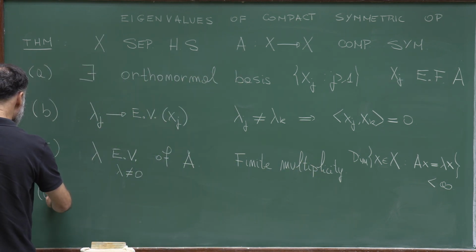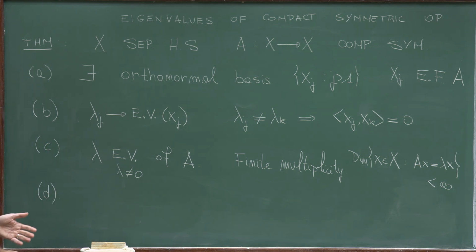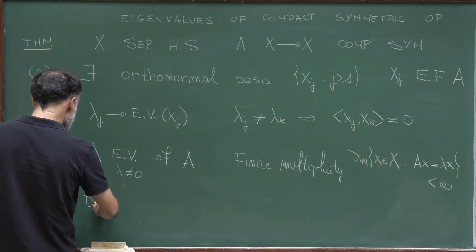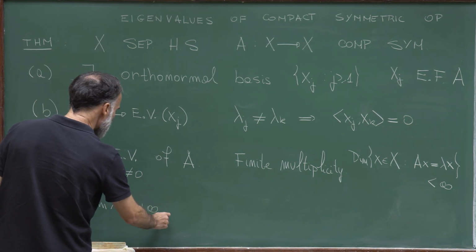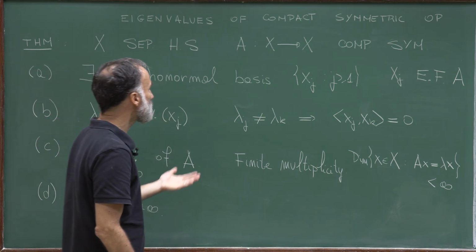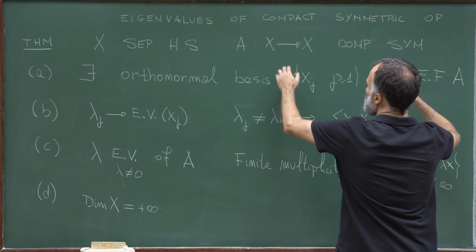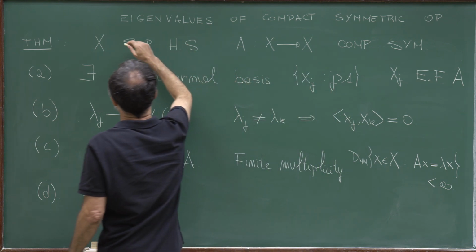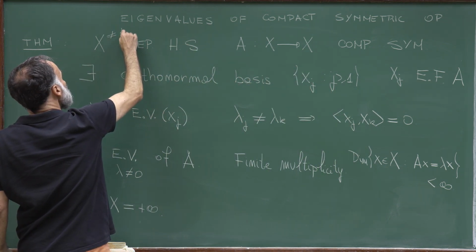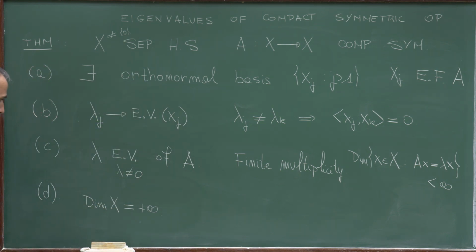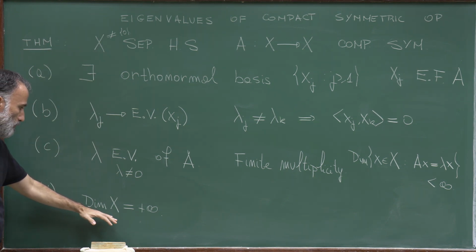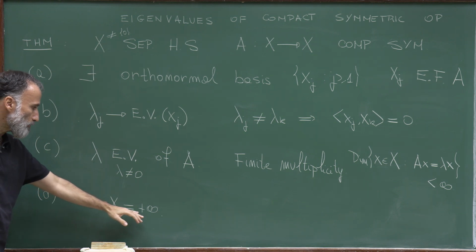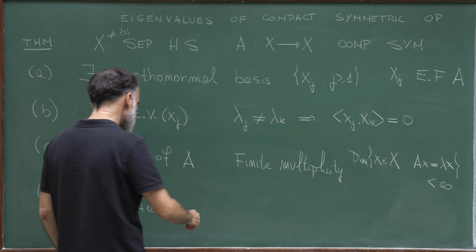And finally, let's assume that the dimension of my space is infinite. Of course, to have a non-trivial statement, I'm always assuming that this Hilbert space X is different from 0. This I will never repeat. I'm always assuming that X is non-trivial. So now let's assume that the dimension of X is plus infinity.